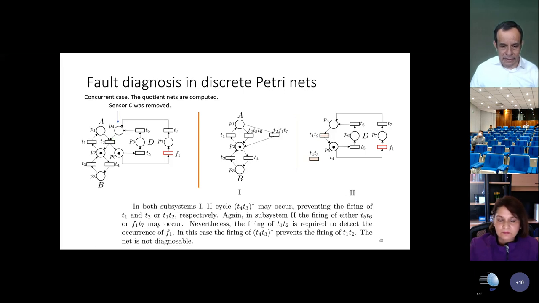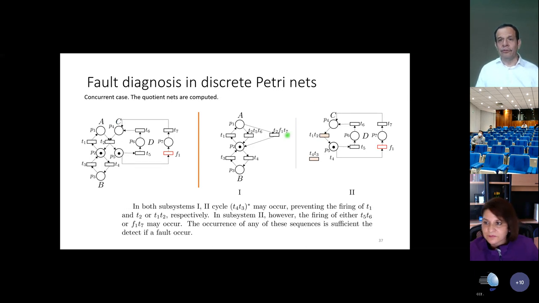What is exactly this idea? Because I understand the quotient nets are computed, but sensor C was removed. What is the principal idea? It's just an example to say that we need to do some job. The idea of detecting faults is not so naive.